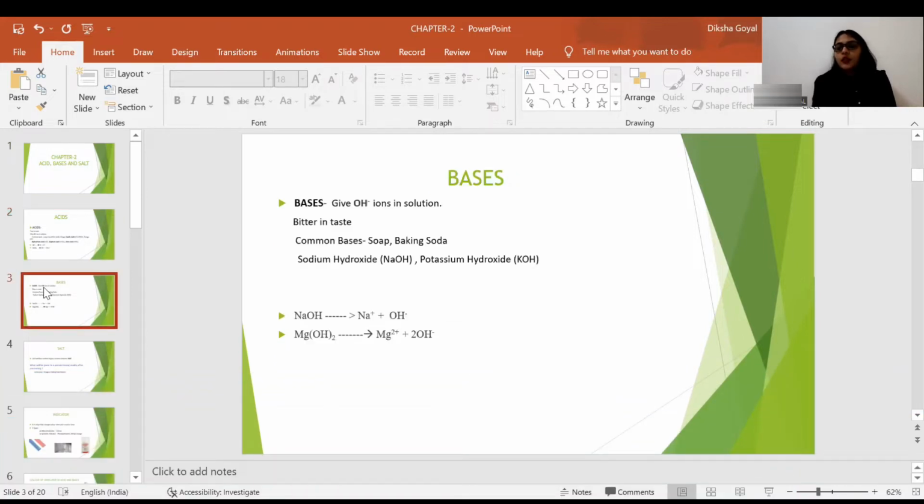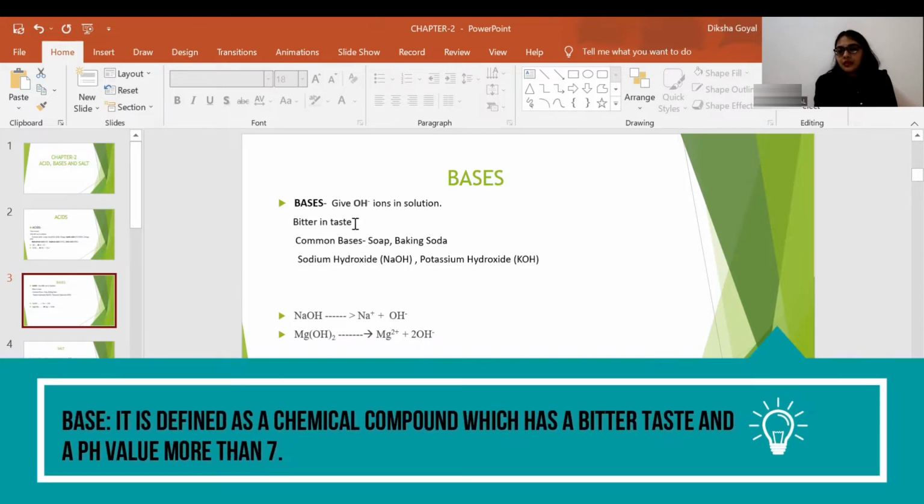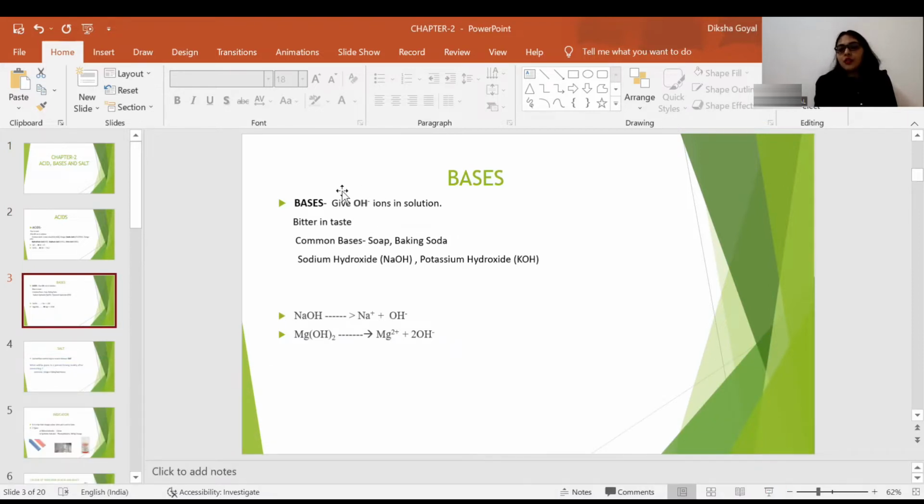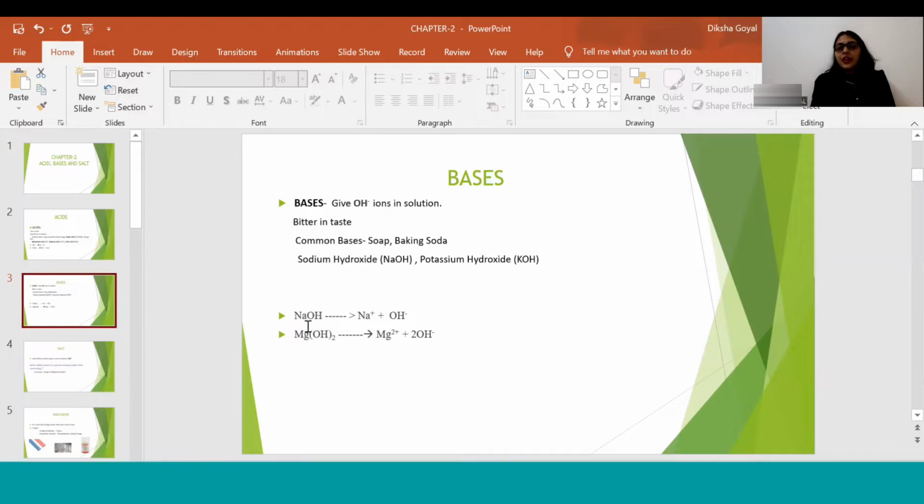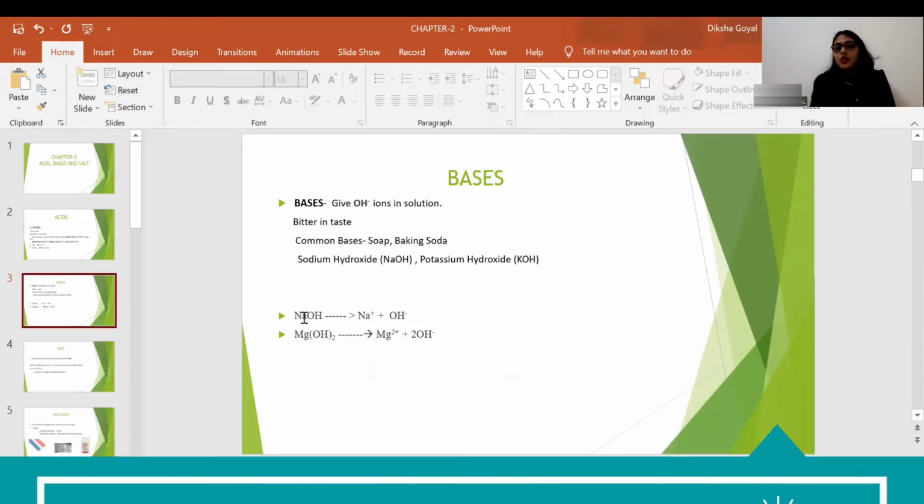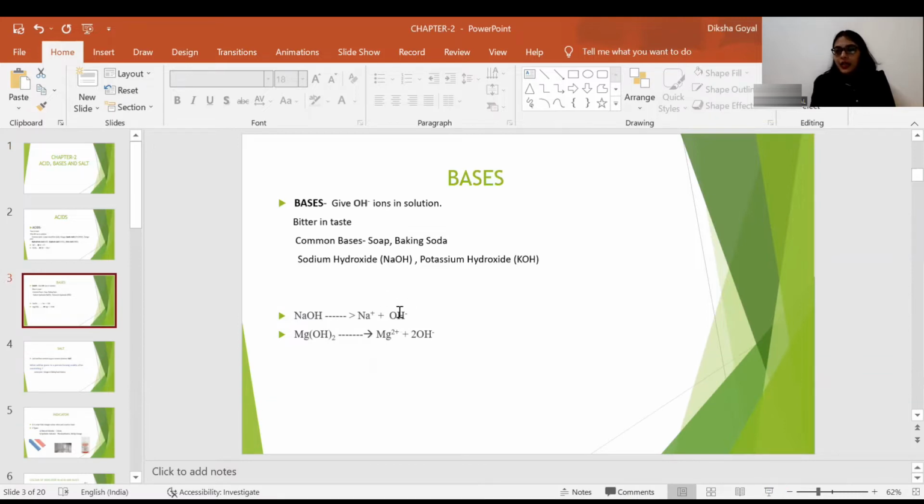Next, bases. What do we mean by bases? Those substances which are bitter in taste are known as bases, and they give hydroxide ions, these OH- ions, in the solution. Some common bases are soap and baking soda. Chemical bases are sodium hydroxide and potassium hydroxide. Here you can see the reactions also. This is NaOH, it is giving you Na+ ion and OH- ion. Because the sodium hydroxide is giving this hydroxide ion, it is called a base.